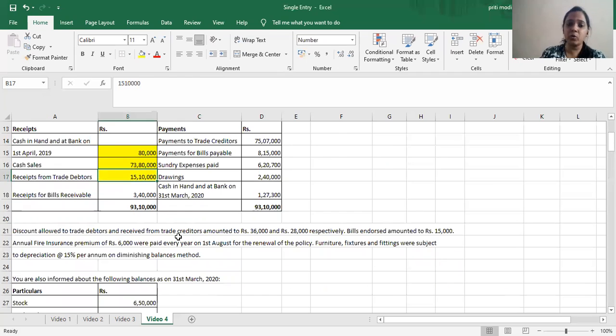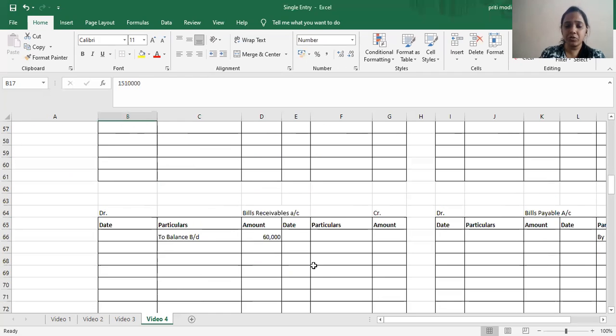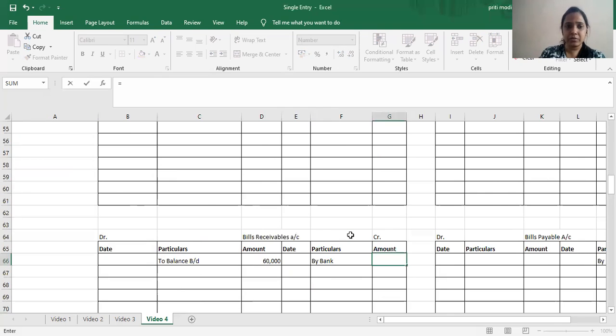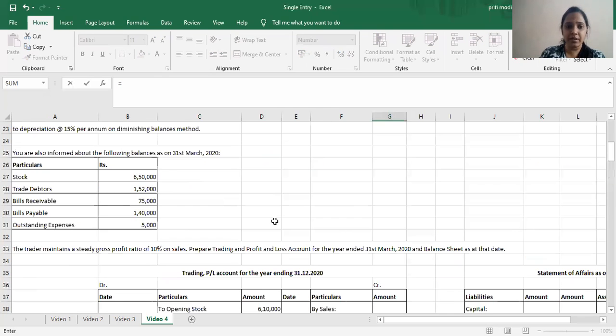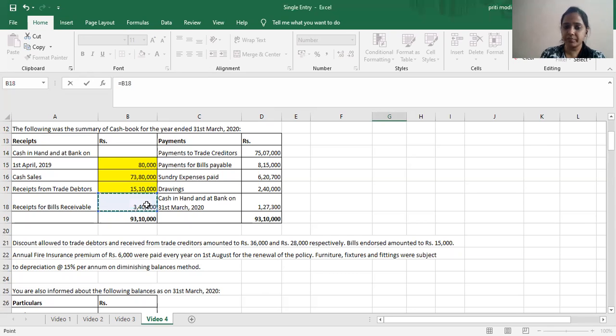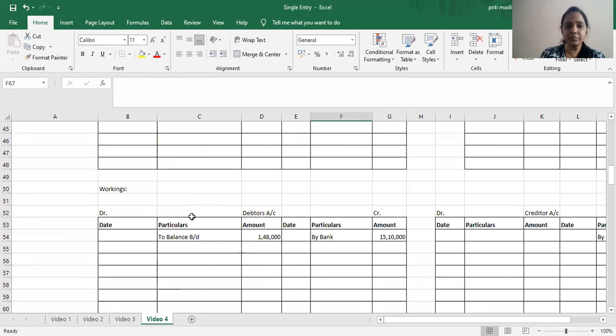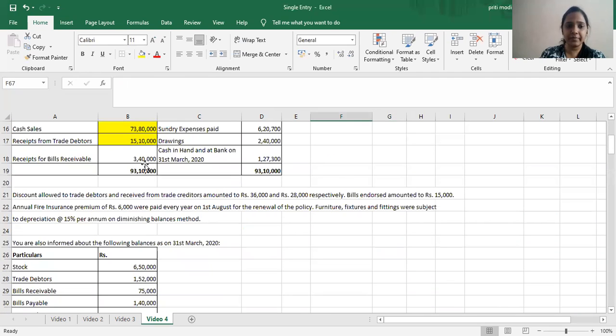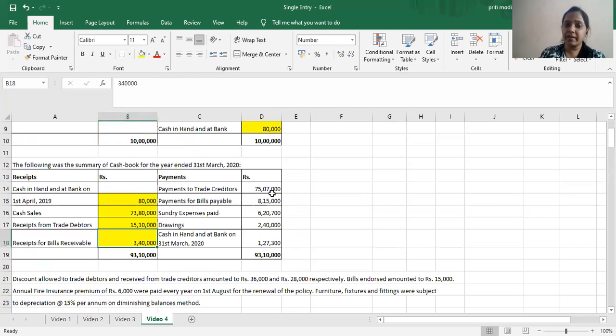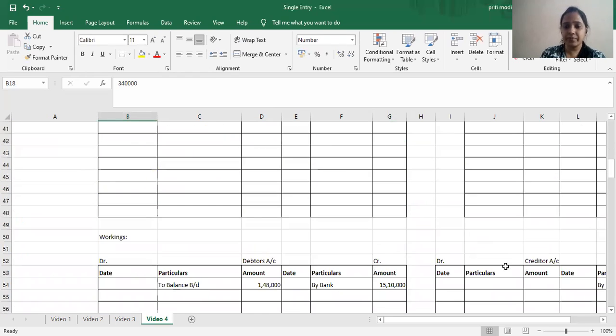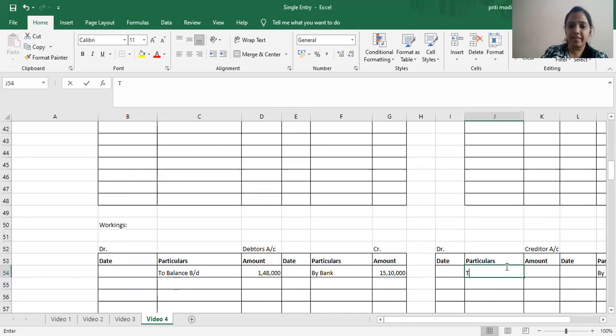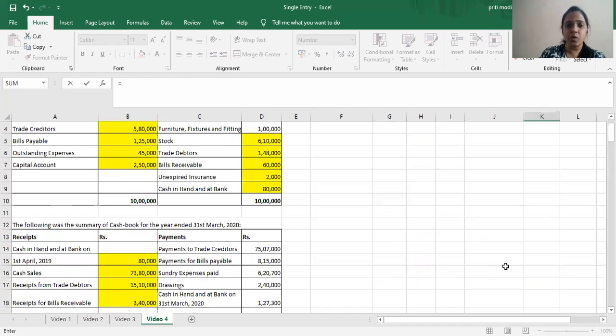Receive for bills receivable. Again, bank account debit to bills receivable. So we are going down to the bills receivable by bank. So we are crediting our BR account 3,40,000. Done. So this transaction is also done. Okay. Payment to trade creditors. Creditors account debit to bank. So creditors account debit to bank, we have made the payment and the payment is of the value 75,07,000.